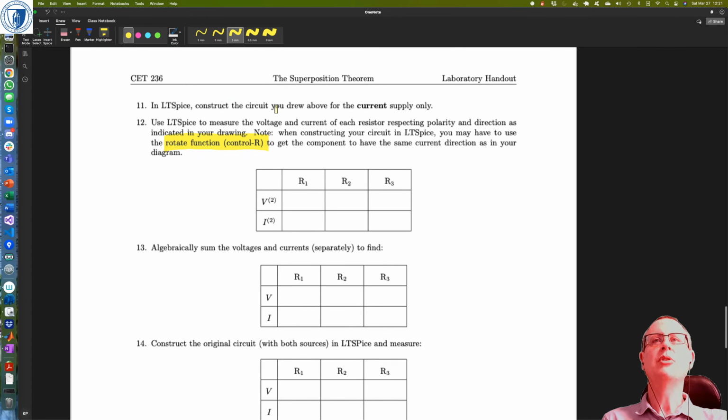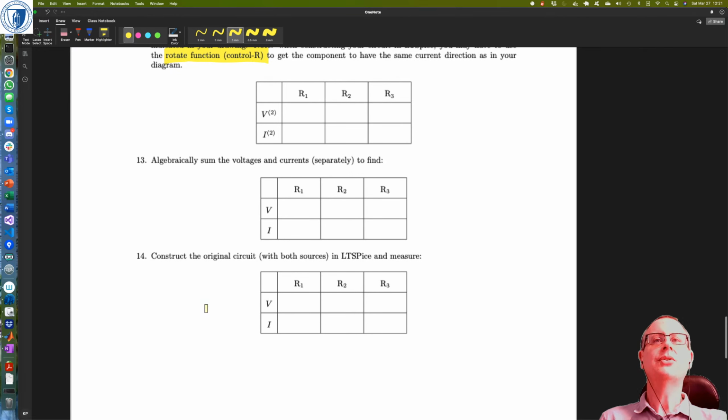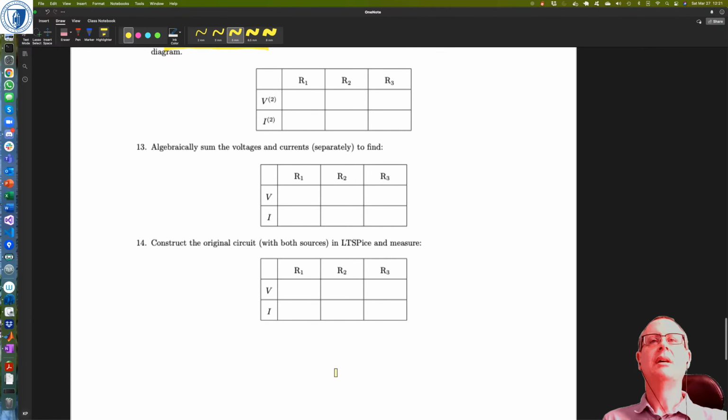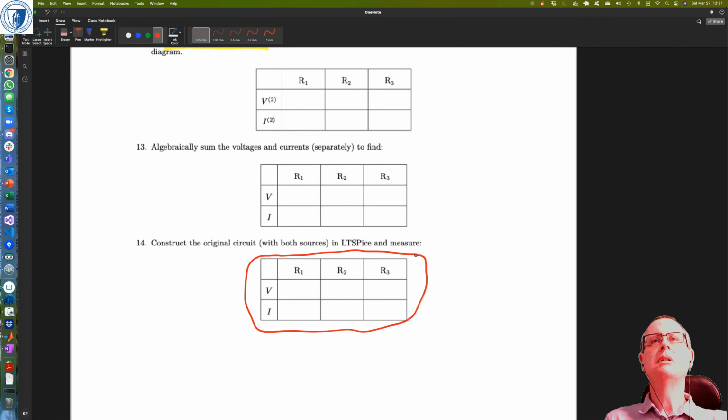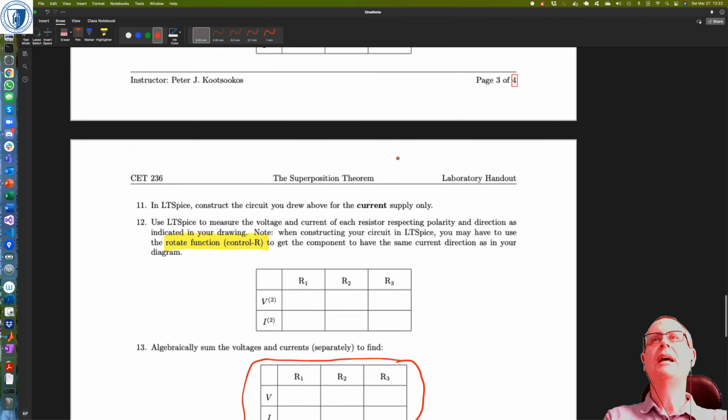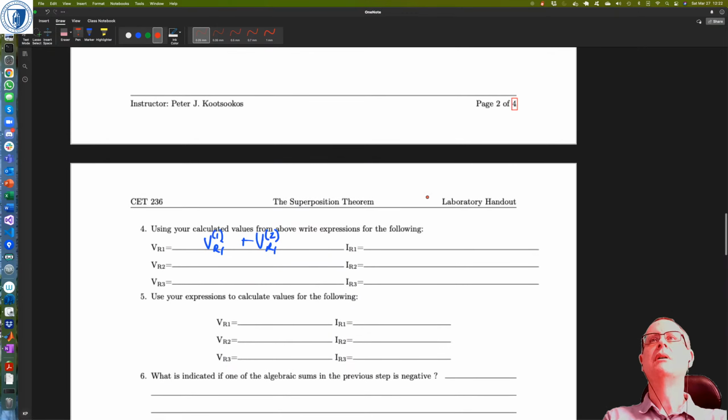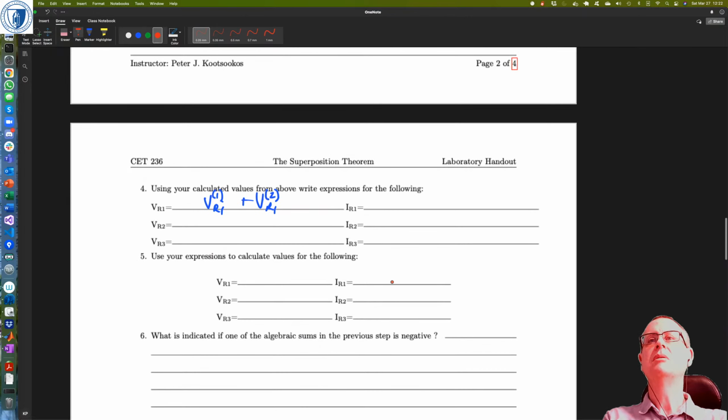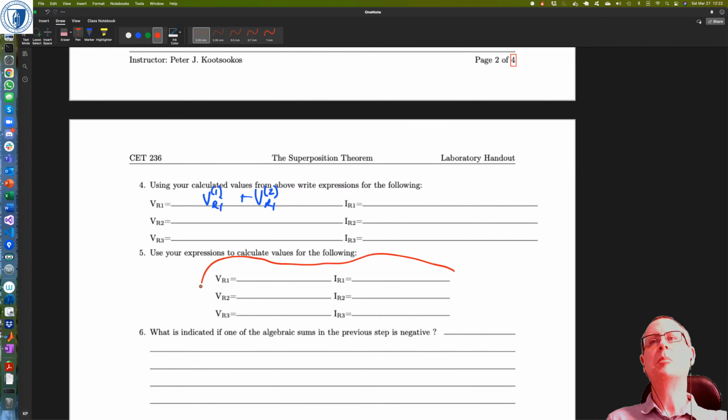sum each box from the previous 2 tables into this one, and then you construct the full circuit in LT Spice and do the same measurements. And the idea is that this table, and, well, it's not a table, but these numbers should all be the same.